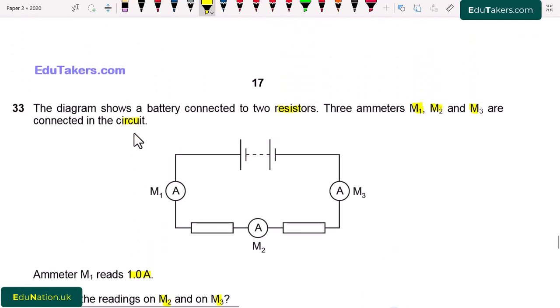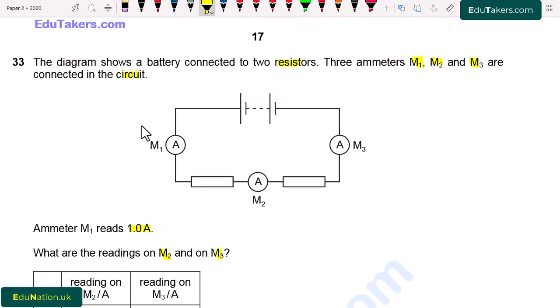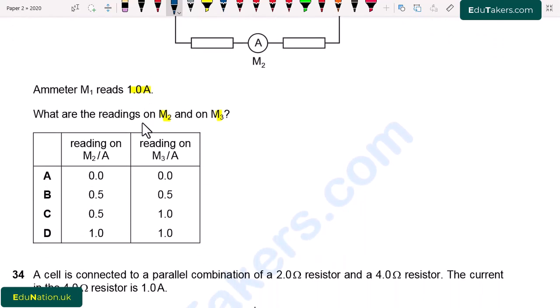So first of all, in this figure, we can see that all of these ammeters are connected in series, and in the series combination, the value of the current remains same. It means that the current measured by the ammeter M1 will be equal to the value of the current measured by M2 and M3. So when the ammeter M1 reads 1.0 ampere, the value of current measured by M2 and M3 will also be equal to 1.0 ampere.